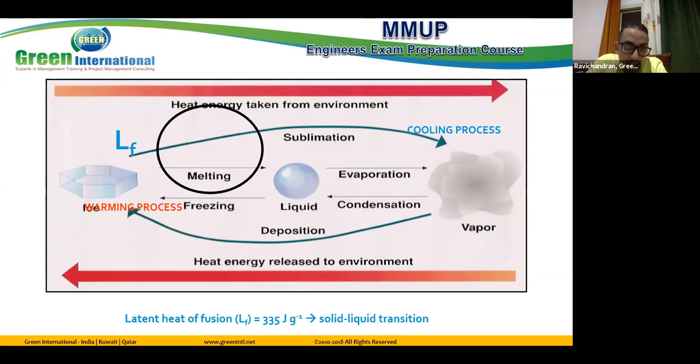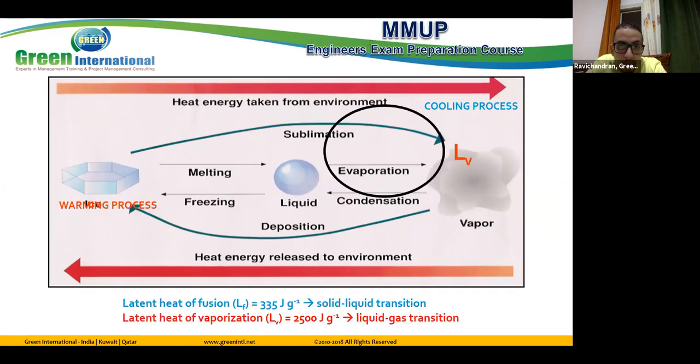If we check the phase change for melting, which is mentioned here, it is the latent heat of fusion, and we find the value is 335. The other one, the latent heat of evaporation from liquid to gas, is 2500. So what is the total latent heat? The total latent heat is just the direct summation: latent heat of fusion plus latent heat of vaporization.